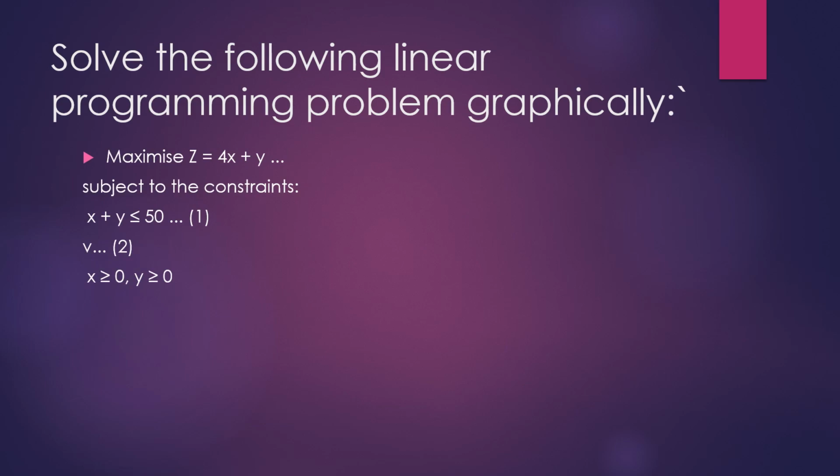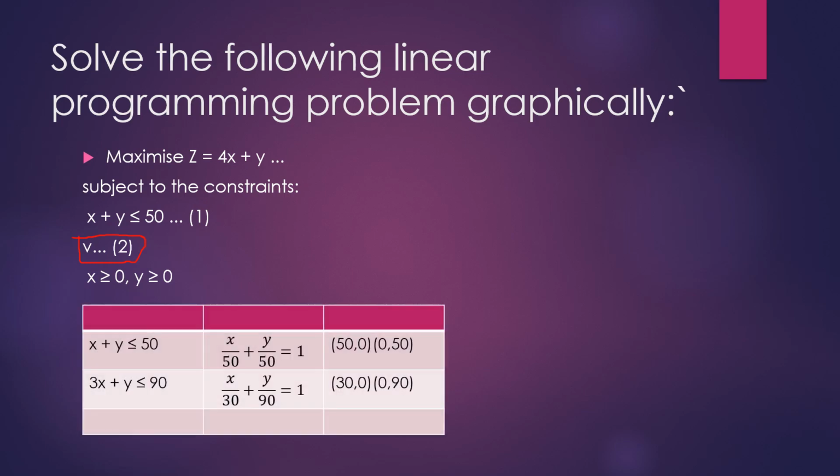So what I'm doing, I'm maximizing z equal to 4x plus y subject to the constraints x plus y less than or equal to 50. Sorry, here the equation is missing. It will be seen down. So let's see. So first what will I do? I'll draw the table. It's very important to draw the table. This table carries 1 mark in your board exam.